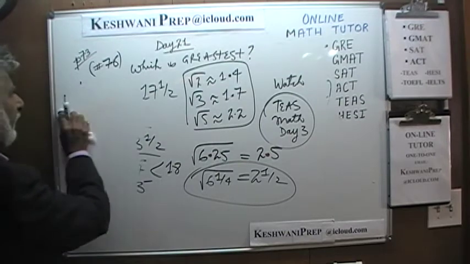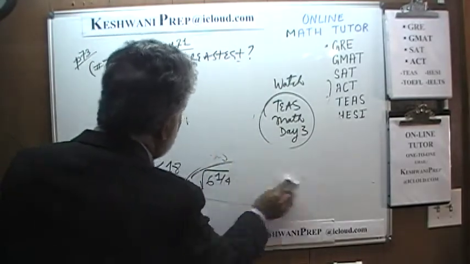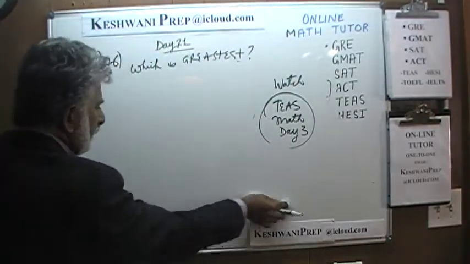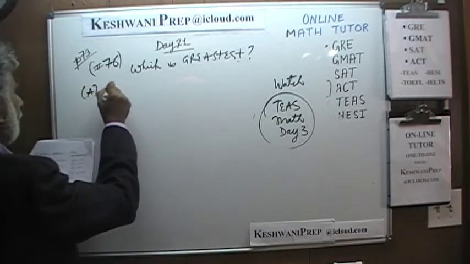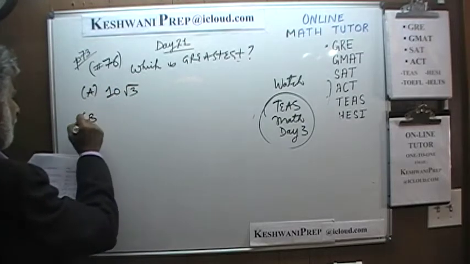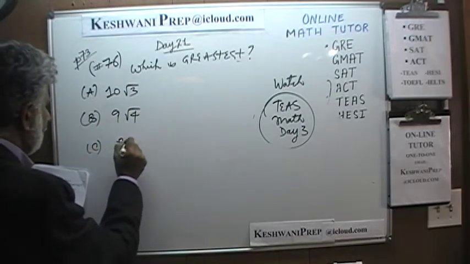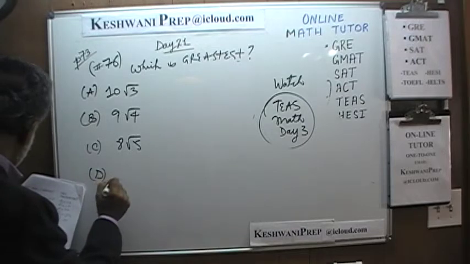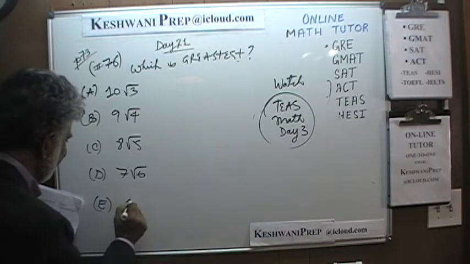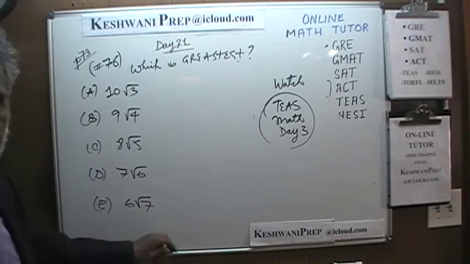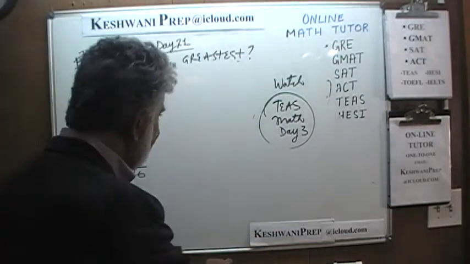That was number 76. Answer choice A was 10 root 3. Answer choice B was 9 root 4. Answer choice C was 8 root 5. Answer choice D was 7 root 6. And answer choice E was 6 root 7. Let's do the same question again, but a little bit differently.